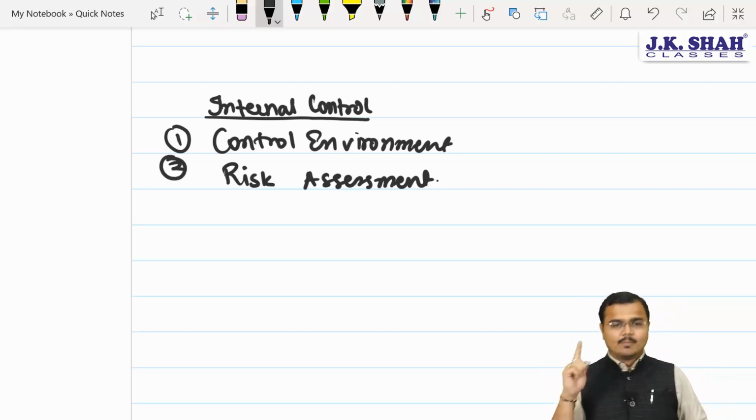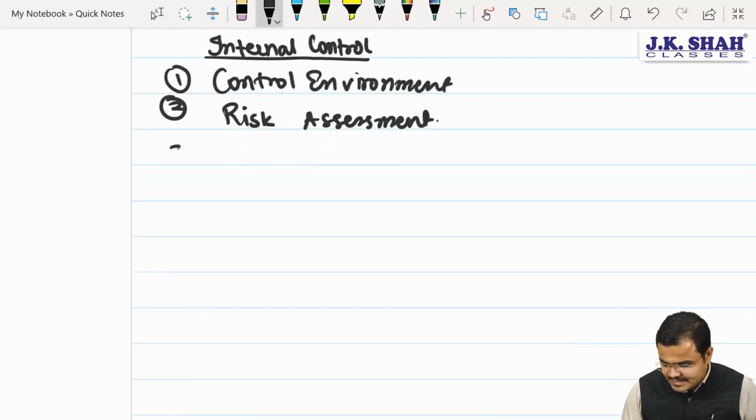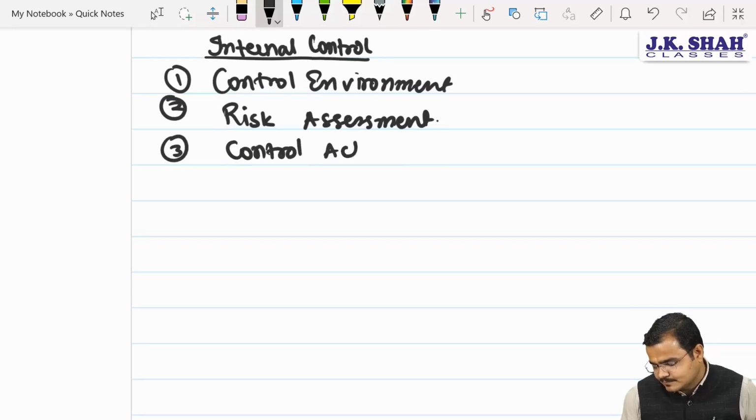Agree? Yes sir. So number 1, sir, control environment. Number 2, sir, risk assessment. Number 3, Chartered, a very important one comes as control activities.